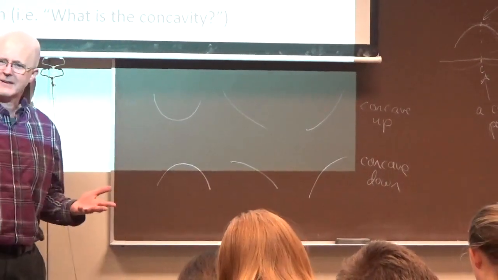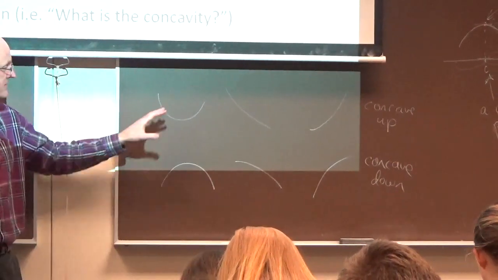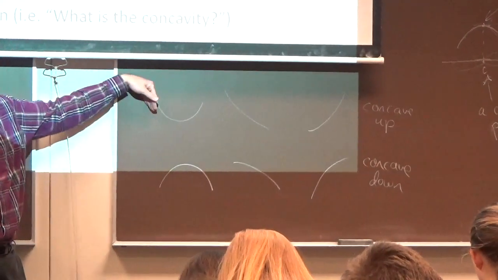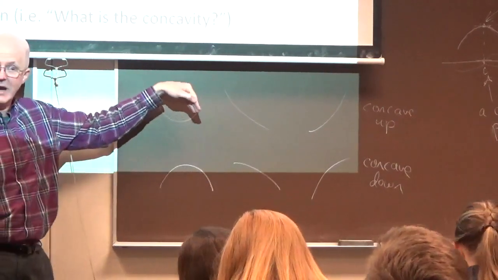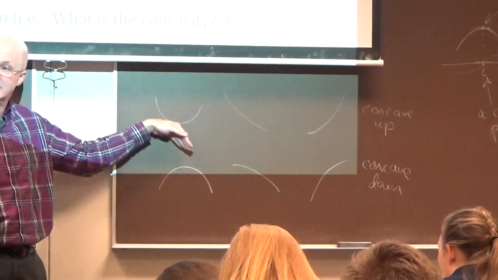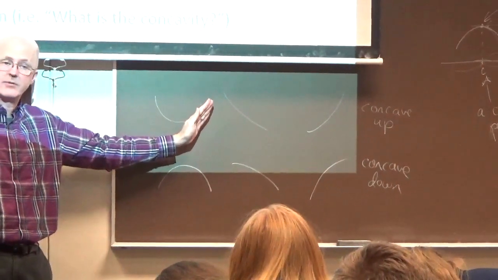What's really happening is the derivative of this function is either increasing or decreasing. Think about it with me. Look at this graph. As you move from left to right, the slope of the tangent line is increasing from negative to positive. The derivative's value is increasing. If you graph the derivative, it would be going up.